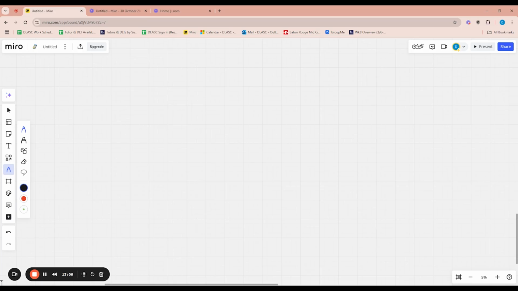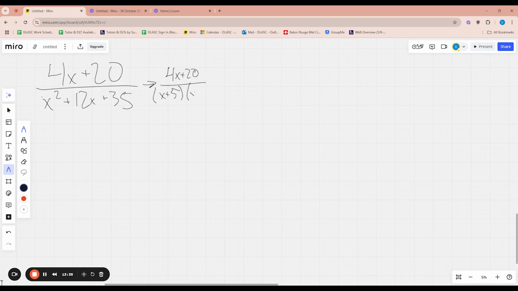So asymptotes are going to be any place where the graph is undefined. And here, we can take our graph, and I'll show you what I mean. We'll take our graph, we'll do 4x plus 20 over x squared plus 12x plus 35, which we know is 4x plus 20 over x plus 5 times x plus 7, right? And so we're going to go ahead and draw our graph.